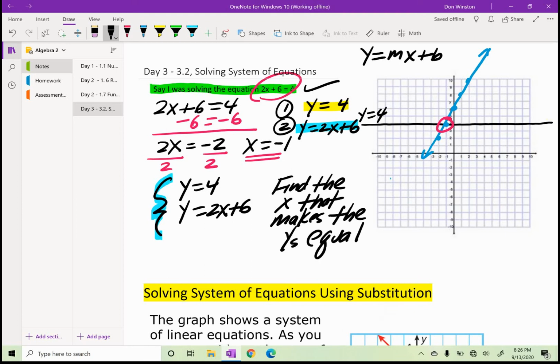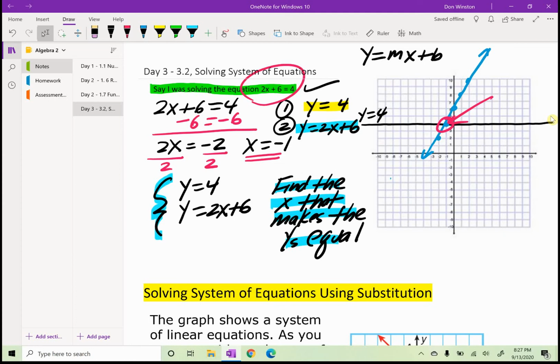So that's what that curly bracket means. Find the x that makes the y equal. Well, we did that when we solved for x there. As you can see in this picture, for both equations, the y's are equal. So let's begin today's lesson, but keep in mind that's what we're really doing. We're finding the intersection of two linear equations.